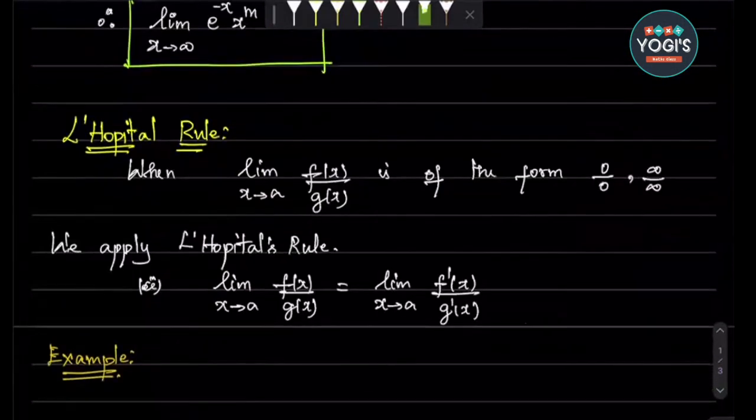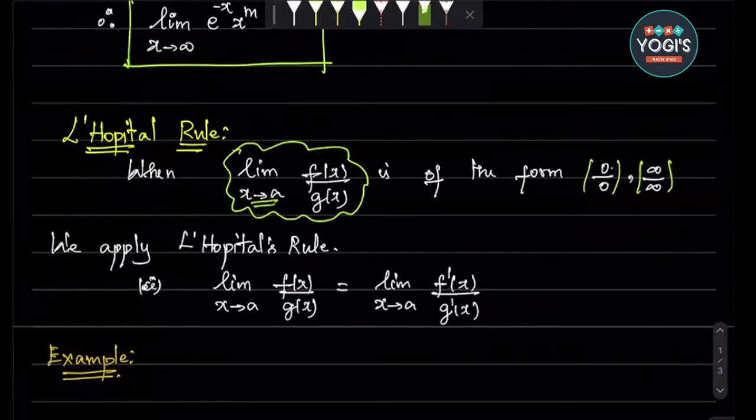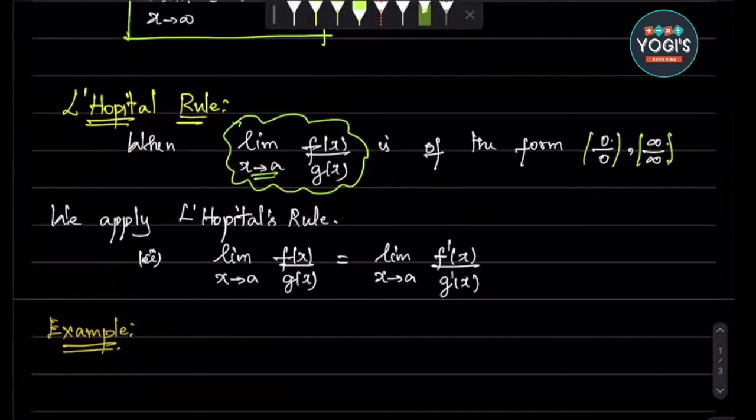L'Hopital rule endrathu enna, when you have a limit, especially a limit like this, f of x by g of x, a rational function, if I apply the limit extending to a, and I'm getting an indeterminate result, where I have 0 by 0 or infinity by infinity form, I can apply the L'Hopital rule here. What is L'Hopital rule? L'Hopital rule na I can differentiate the numerator and denominator separately, and again I can apply the limit.